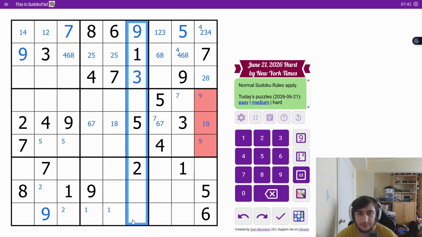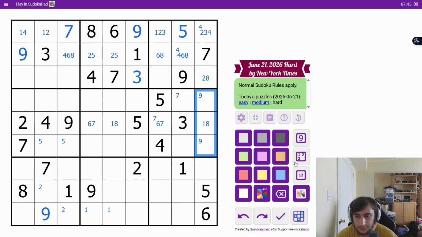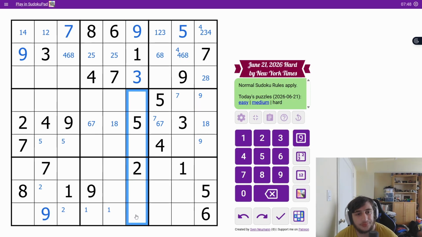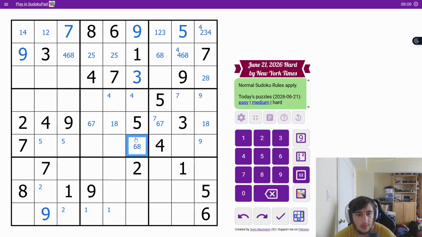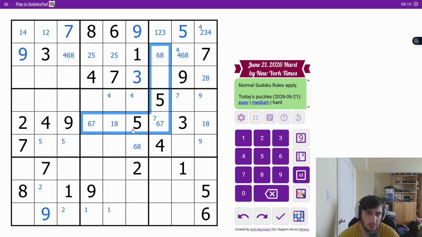Let's look at this row. We still need a 4. Actually, 4 has to be in one of these two squares. We still need a 4. We still need a 6, 7, 8. Okay, this one sees 4 and 7, so that's a 6 or an 8. Nice. Ooh. So we have kind of this little structure going on.